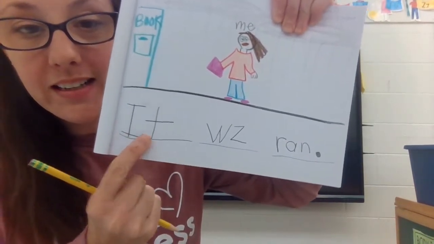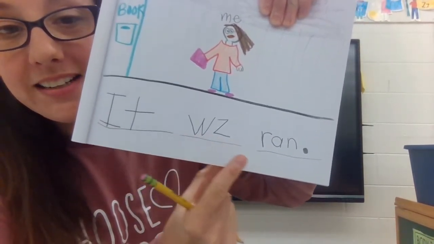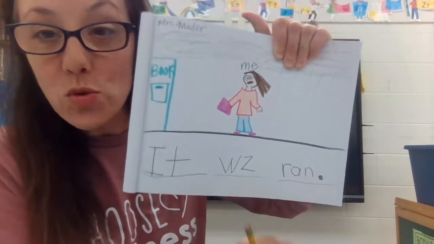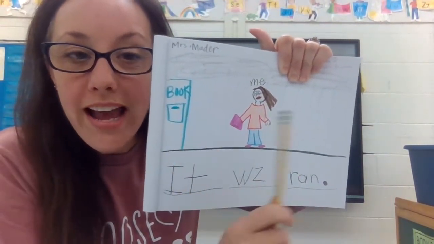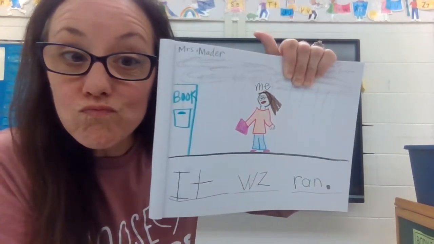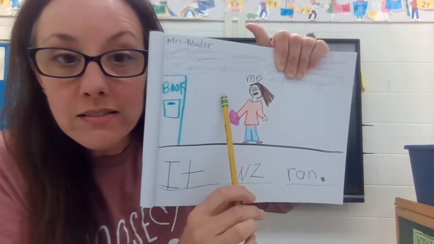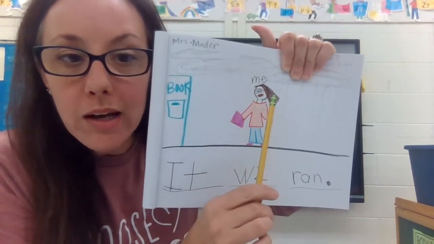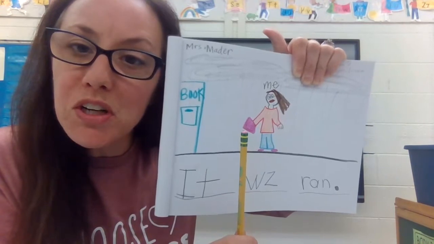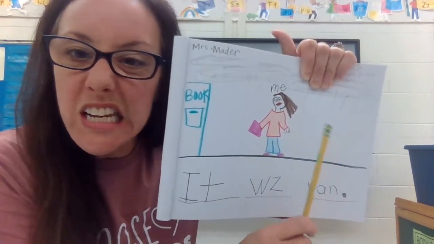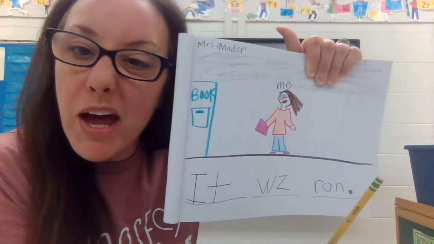It was raining. Friends, do I have my name on it? Check. Do I have a colorful picture? Check. I do have gray and brown and reddish and blue and purple and teal. That's pretty good. I could probably add a few more details. Maybe my car would make it better.